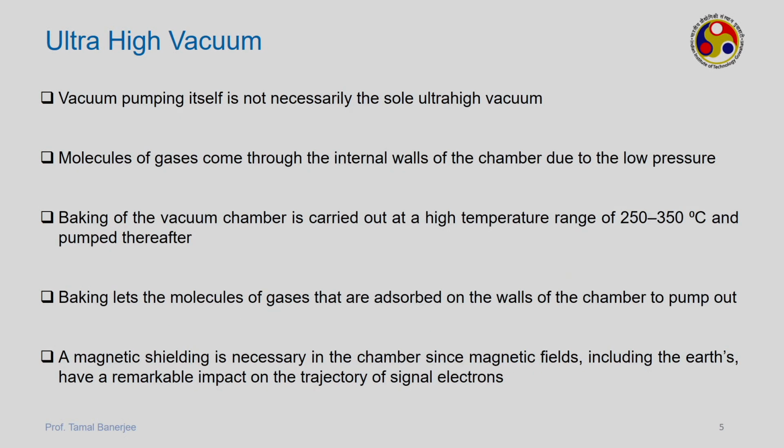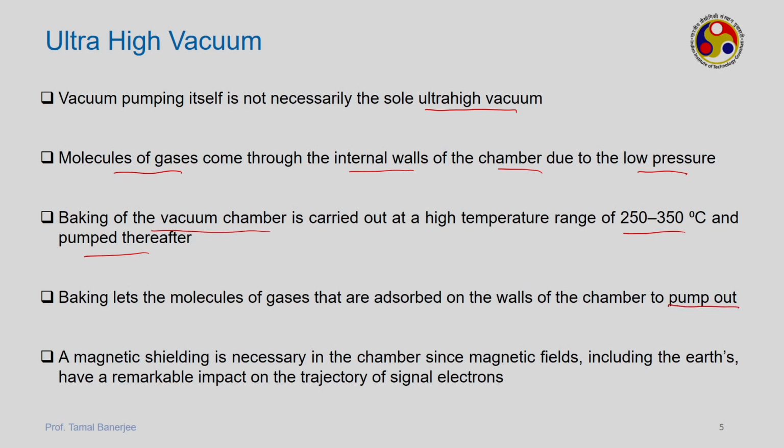Vacuum pumping by itself does not ensure ultra vacuum, because molecules of the gas may come through the internal walls of the chamber due to its low pressure. So, there may be molecules which come through the internal wall even if you try to achieve ultra high vacuum. These molecules stay inside. So, what you do is you bake the vacuum chamber at a high temperature of 250 to 350. If you bake it, most of the molecules at this temperature range will just evaporate out. Baking lets the molecules of gases that are adsorbed on the walls of the chamber pump out. So, pump out the molecules.